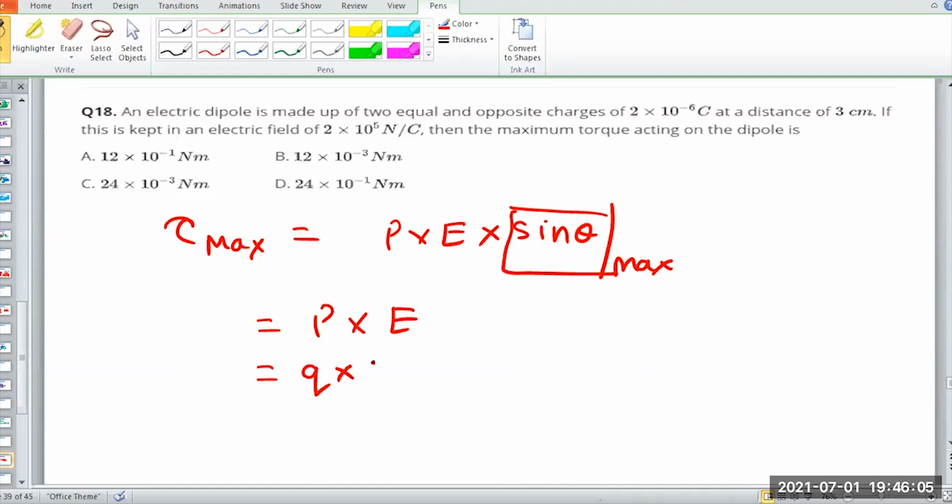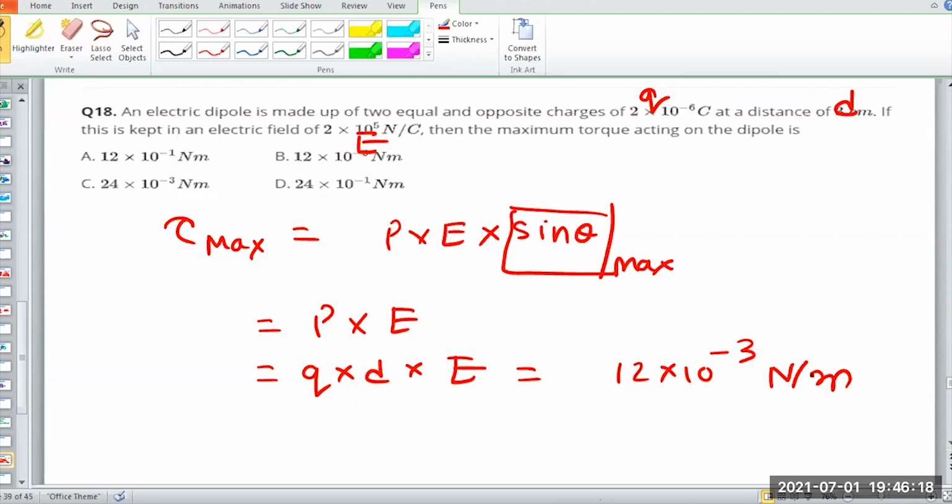What is P? Q into d. So I am given Q, I am given d, and I am given E. You can solve on your own. You will come to the answer 12 into 10 to the power minus 3 Newton meter. Next question.